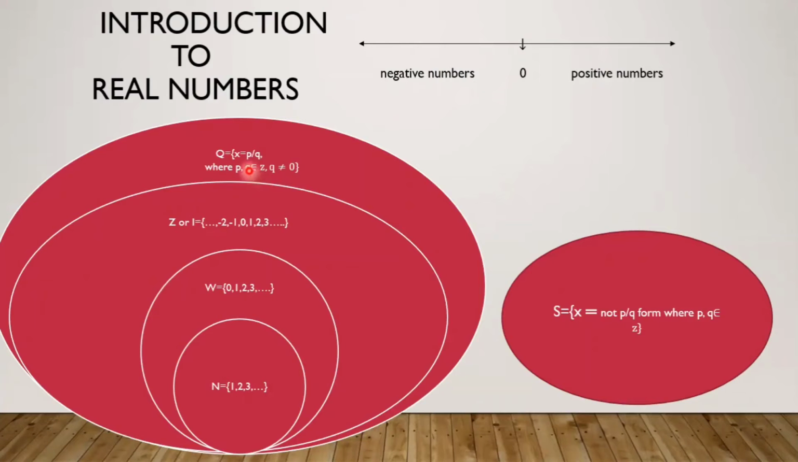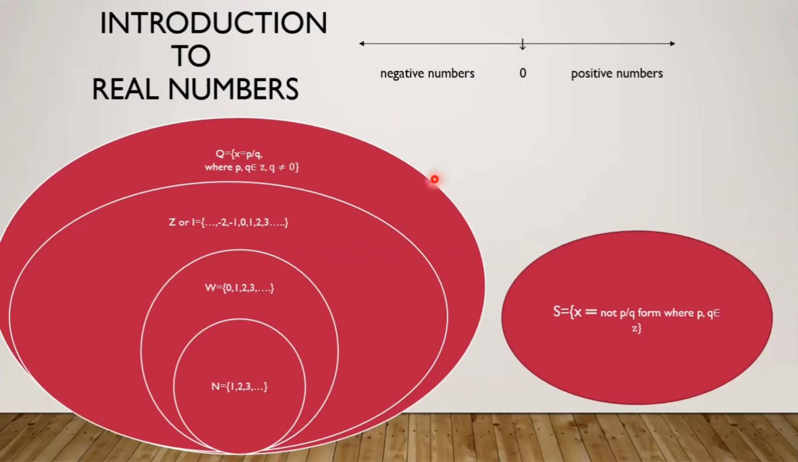The numbers which can be written in p by q form, where p, q belong to Z and q is not equal to 0, these type of numbers are called the rational numbers. The set of rational numbers is denoted by the letter Q. The numbers which cannot be written in p by q form, where p, q belong to Z, are called the irrational numbers. The set of irrational numbers is denoted by the letter S.